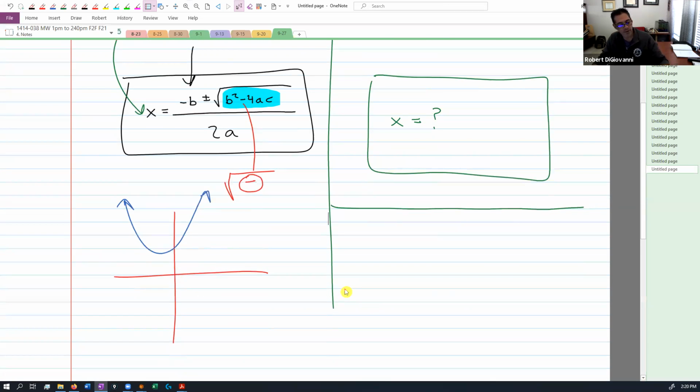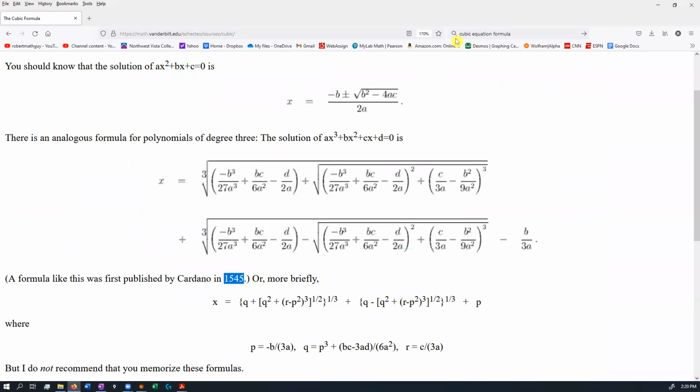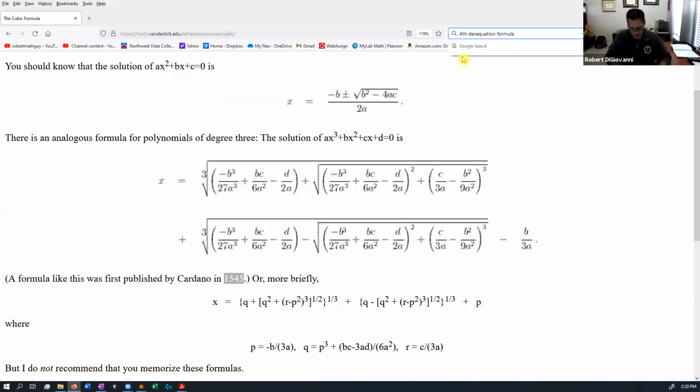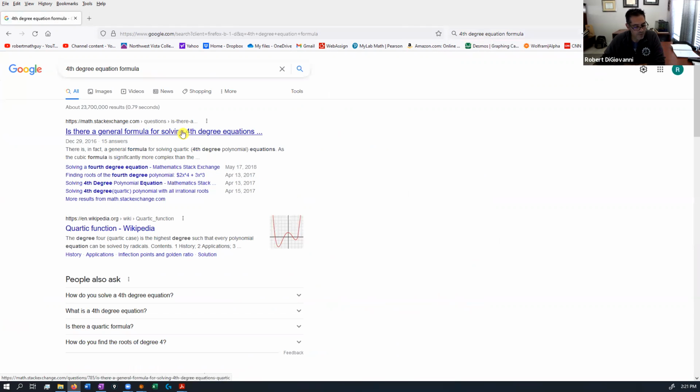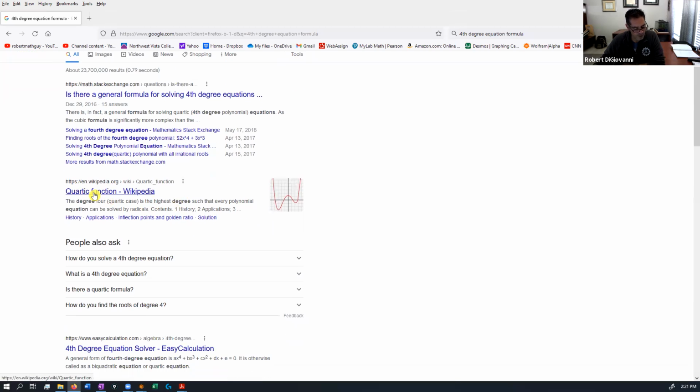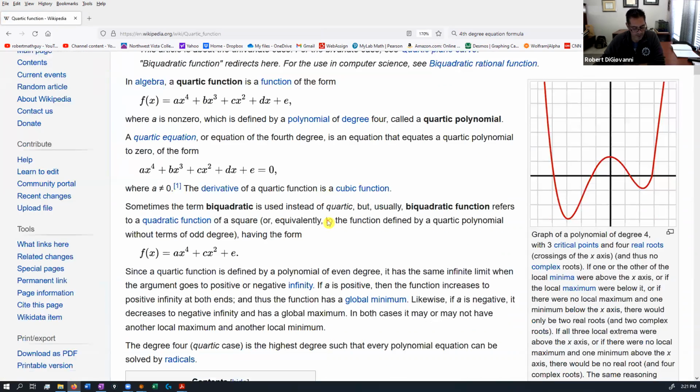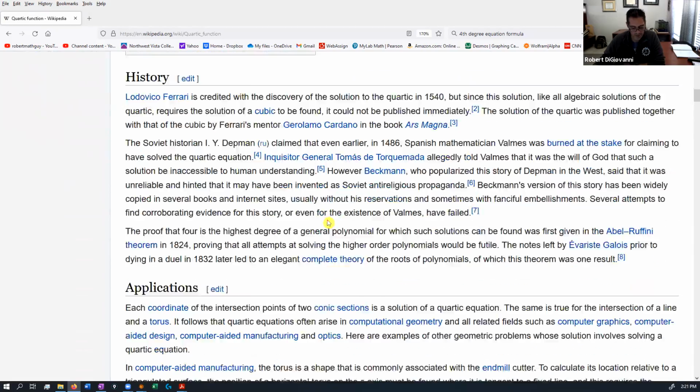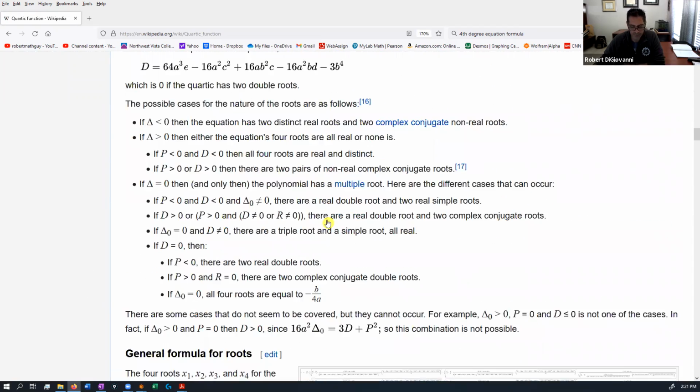Okay. Well, what about a fourth degree? Ax to the fourth plus bx cubed plus cx squared plus dx plus e. What if we had a general fourth degree? Do you think there's an equation for this? Yes? Yeah? Let's see if there is. Fourth degree equation formula. Is there a general formula for solving fourth degree? Yeah, quartic function. Let's go for it. Where is it? There it is.